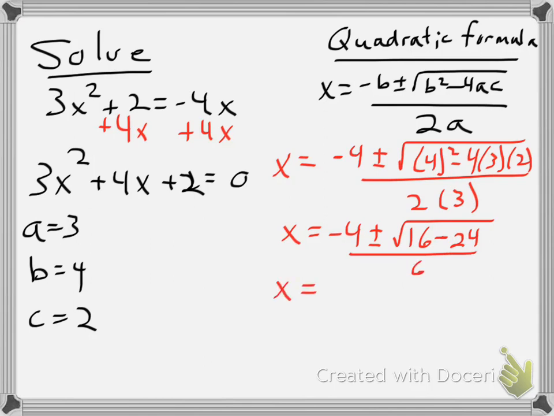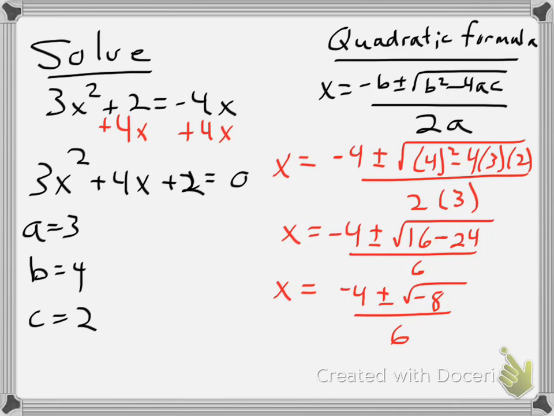And I'll keep continuing to simplify my radical. This becomes negative 8. Now since I have a negative inside the radical, I want to pull out my i value, my imaginary number, not my irrational number.